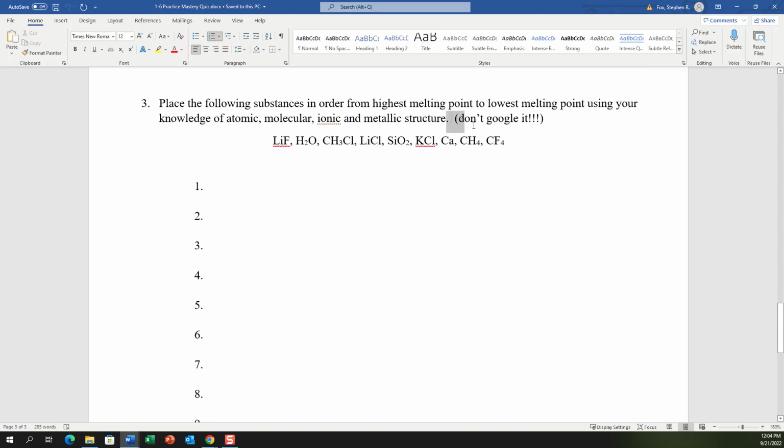Now, make sure you don't use Google, because we're going to learn some basic rules, rules of thumb to follow. But as we learn in chemistry, there's always exceptions, right? The ionization energy trend has exceptions. Electron configurations following the periodic table have exceptions. So there's always exceptions. So yes, if you wanted to answer this question, you could Google all of these melting points and rank them in that order.